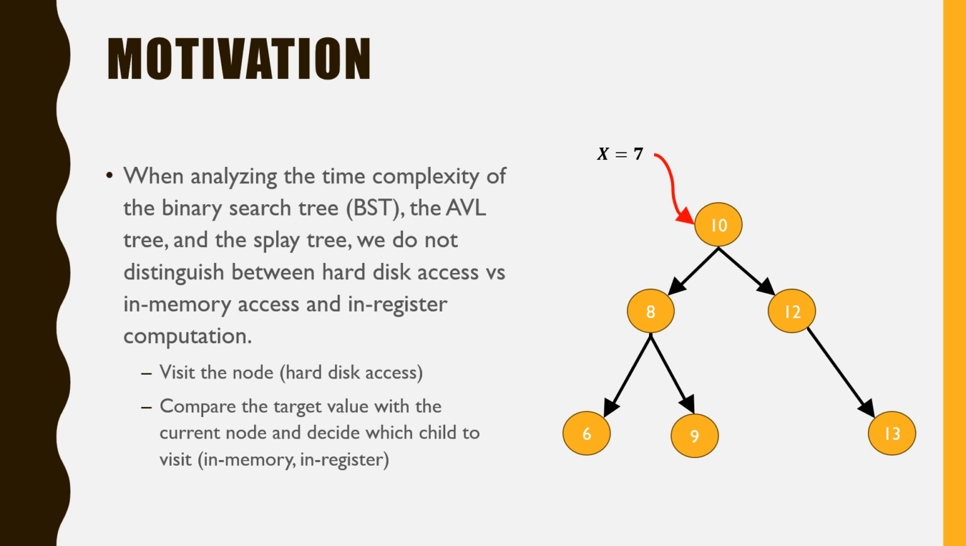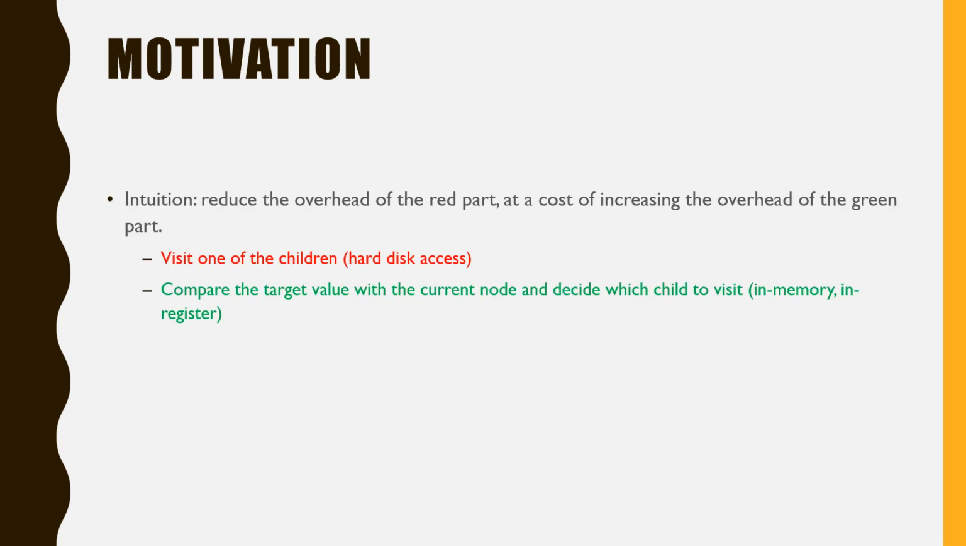The first step, visiting a tree node, involves loading the tree node from the hard disk, which requires a disk access. Once the tree node is loaded into the main memory, the subsequent comparison step relies on main memory accesses and in-register computations. Here, we highlight the time-consuming tree node access step in red and the more efficient data comparison step in green.